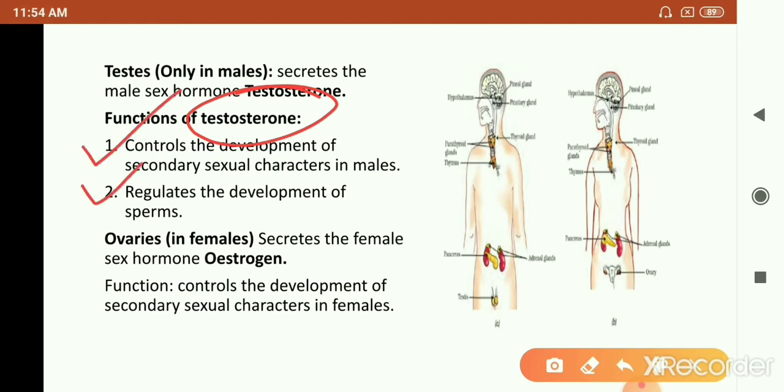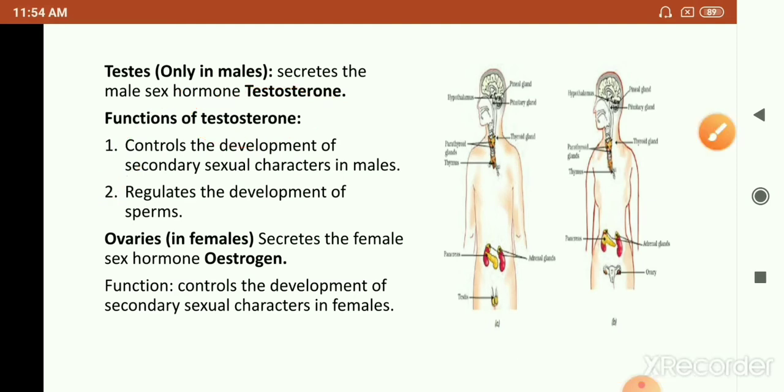One is to control the development of secondary sexual characters. When males and females reach puberty, the age that marks the beginning of sexual maturity, lots of secondary sexual characters are produced which differentiate a male from a female. The development of these secondary sexual characters in males is regulated by the testes, and the other function of the testes is to regulate the development of sperms.